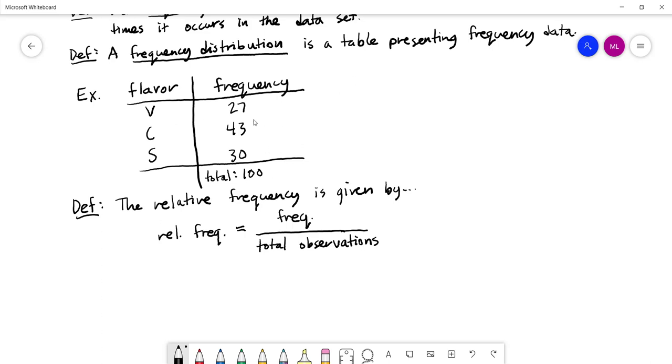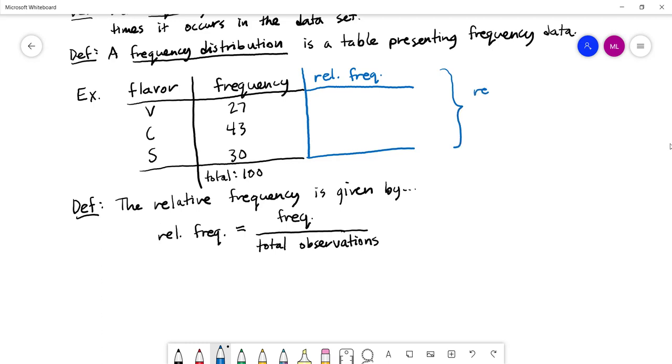It's really easy in this table to figure out what the relative frequency would be. And if I add a column for that, so let me do it in a different color here. If I add this blue column for the relative frequency, then this thing becomes what's known as a relative frequency distribution instead of just a regular frequency distribution. So frequency distribution just has the first two columns. A relative frequency distribution would have this third column attached to it as well.